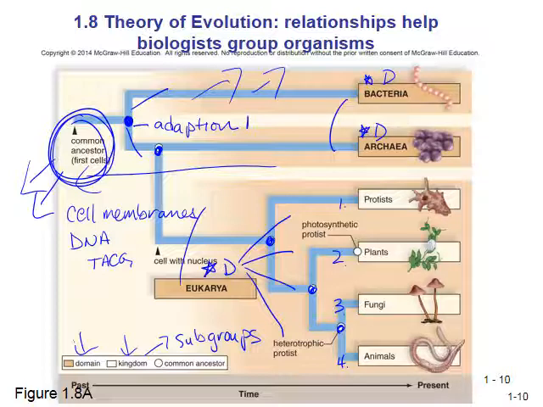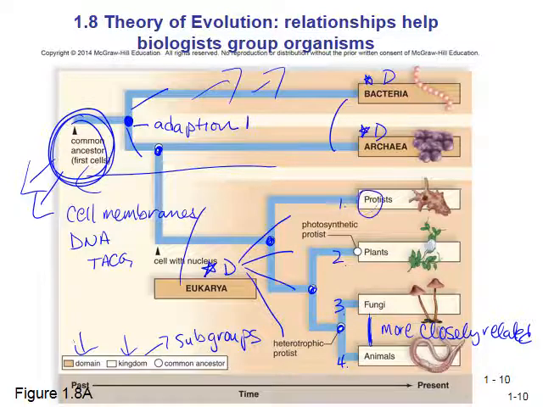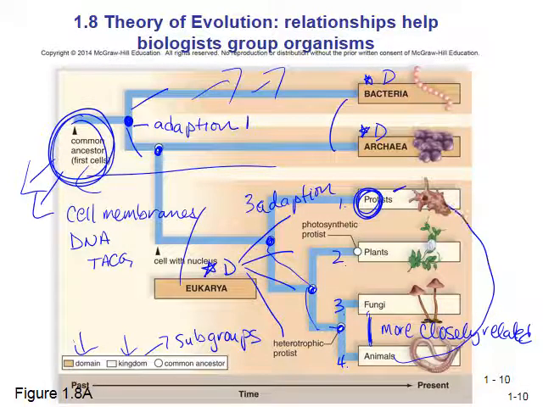So they're also saying fungi and animals are more closely related. Compared to what? So protists out here, I have to go back 1, 2, 3 adaptations to get back here to protist. So this is showing you that fungi and animals are more closely related than, say, animals and protists.